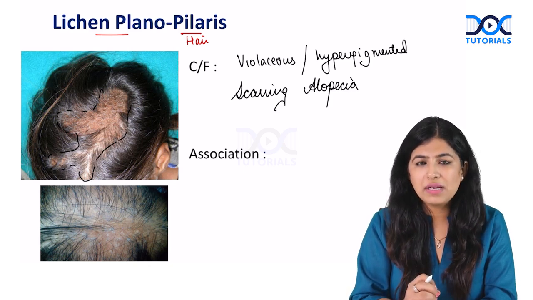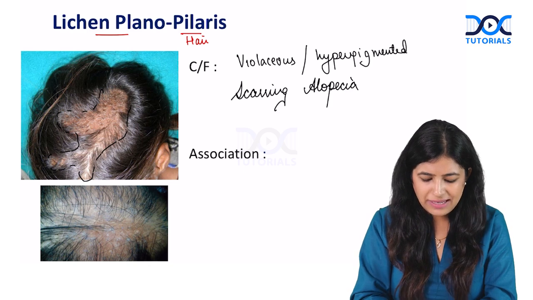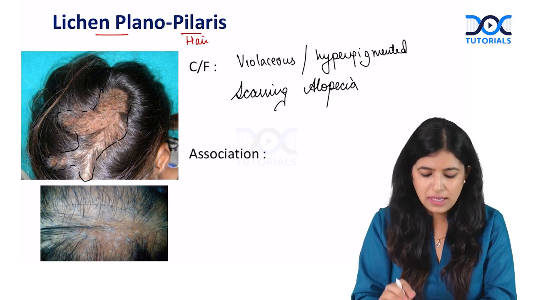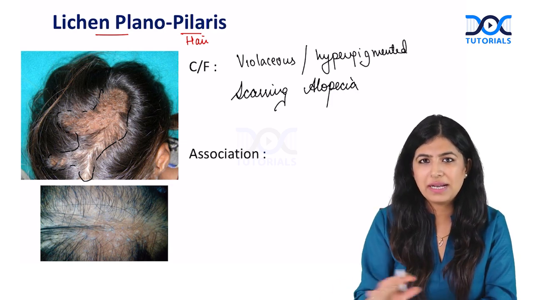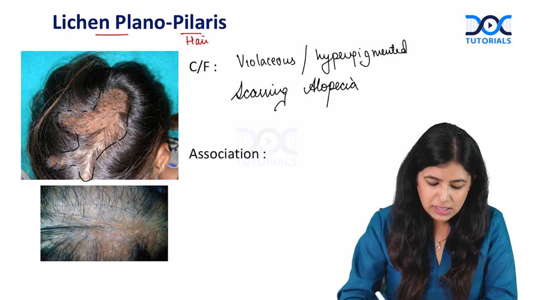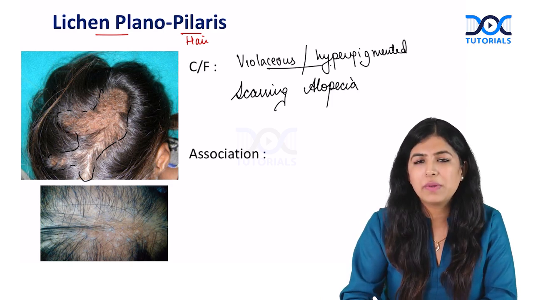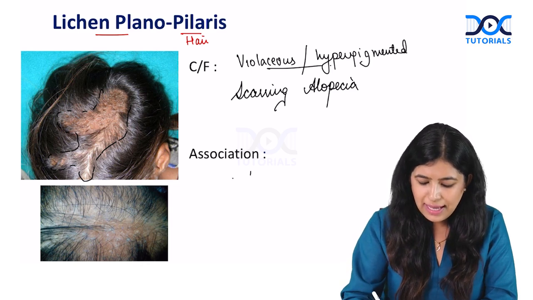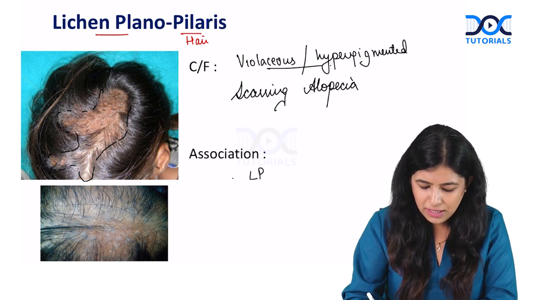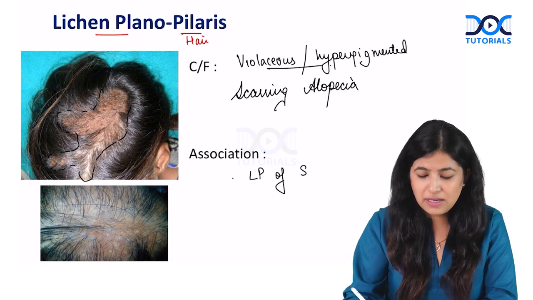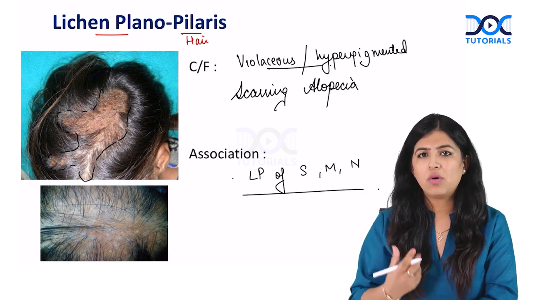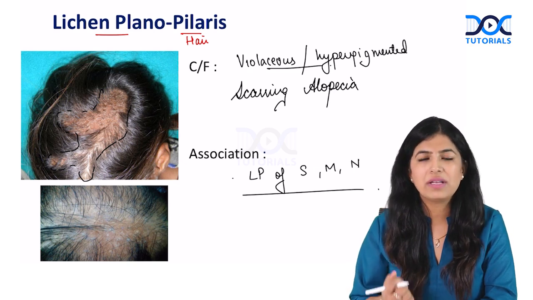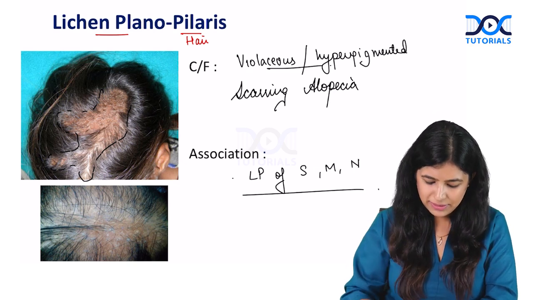How to identify scarring alopecia? There is scarring and wrinkling on the surface of the scalp, and you cannot observe the hair follicle ostium, that is the opening of the hair follicle, that is blocked. So on this, you see a violaceous or a hyperpigmented patch of scarring alopecia. And this can be associated with LP of different areas, like there can be LP on the skin, there may be LP on the oral mucosa or the nails. So lichen planus elsewhere on the body increases the risk of having lichen planopilaris.